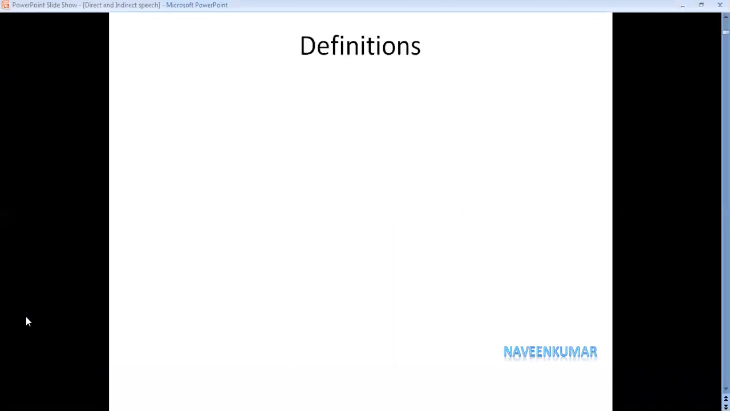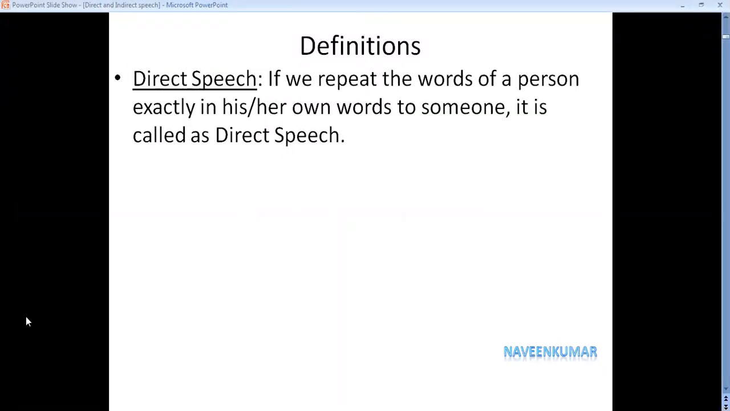Let's see the definitions of both direct and indirect speech. So what is direct speech? If we repeat the words of a person exactly in his or her own words to someone, it is called direct speech. So when we repeat the words without any changes to someone else, that becomes direct speech. So when we quote someone, that becomes direct speech.